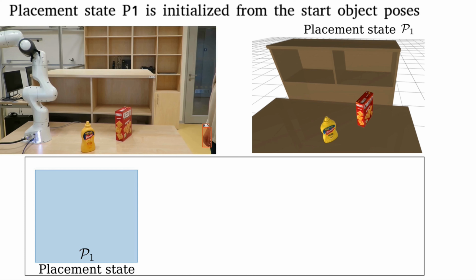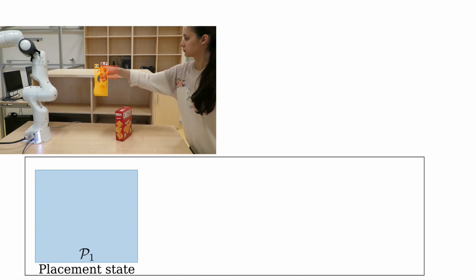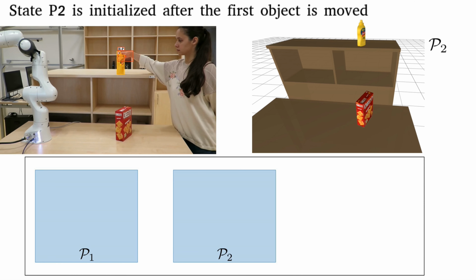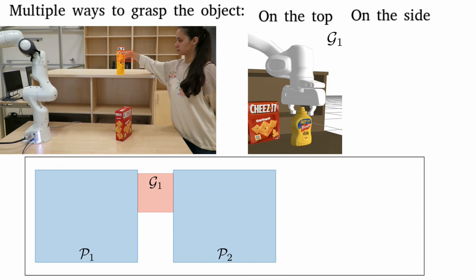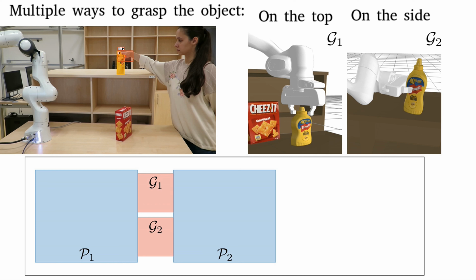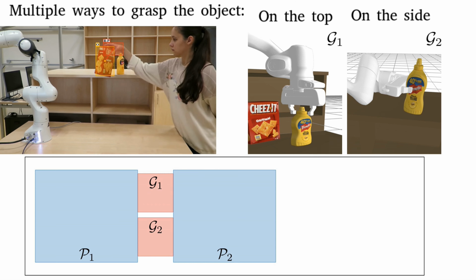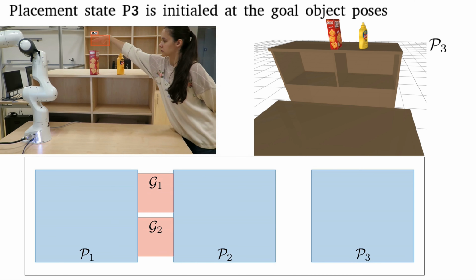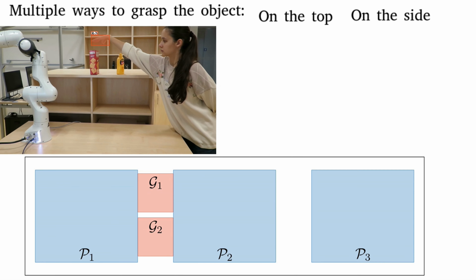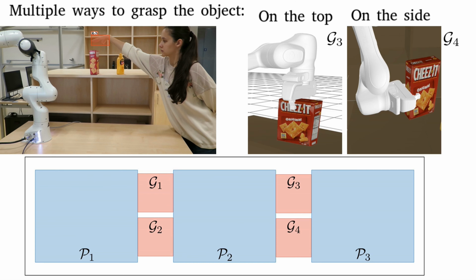The first placement state P1 is initialized from the starting object poses. After one object is moved, a new placement state P2 is initialized. There are several ways to grasp the object, which initialize different grasp states. For example, here we define two grasps from the top G1 and from the side G2. Goal object poses initialize final placement state P3, together with the grasp states G3 and G4.